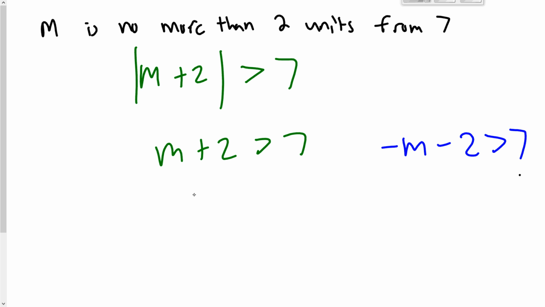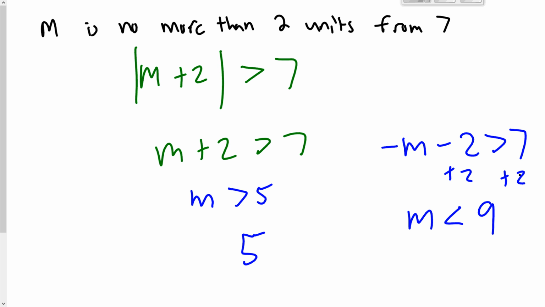So here, all right, M is greater than 5, and here we add 2 to both sides, divide by negative, which flips the sign, so M is less than 9. So M has to be greater than 5 and less than 9. So somewhere it's between 5 and 9, and again it's less than, so it's parentheses.